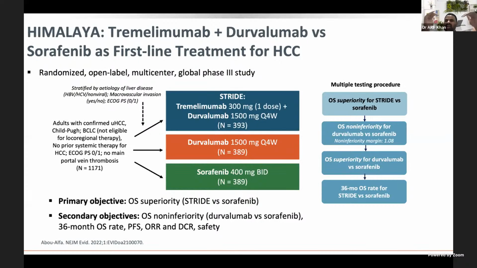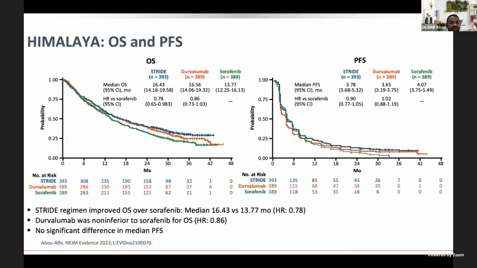So what they have done is a hierarchical testing here. Once the superiority of OS is proved for the STRIDE regimen as compared to sorafenib, then they move to prove the non-inferiority with respect to overall survival when durvalumab is compared with sorafenib. Then they moved on to prove the superiority of overall survival of durvalumab as compared to sorafenib. Then the last testing was to see the OS rate at 36 months. So the primary objective was to see the overall survival of STRIDE versus sorafenib. Second, all the rest were secondary objectives.